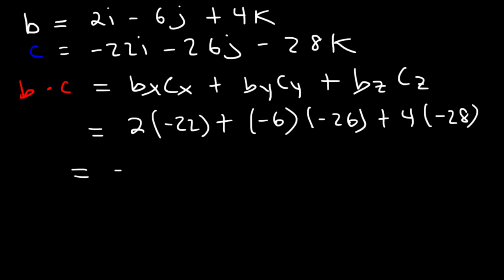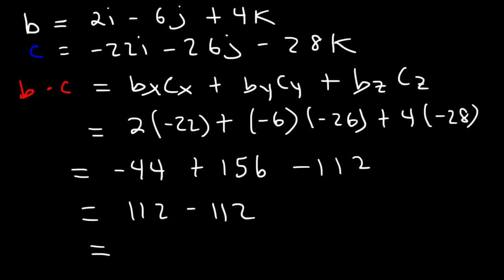So 2 times negative 22, that's negative 44. And negative 6 times negative 26, that's positive 156. 4 times negative 28, that's negative 112. Negative 44 plus 156 is positive 112. So as you can see, this is 0. So that's how you can tell if you have the right answer. The answer that you get if you find the dot product, let's say with vector C and vector A or vector B, both should equal 0. Because the new vector is orthogonal or perpendicular to the two vectors that created it.